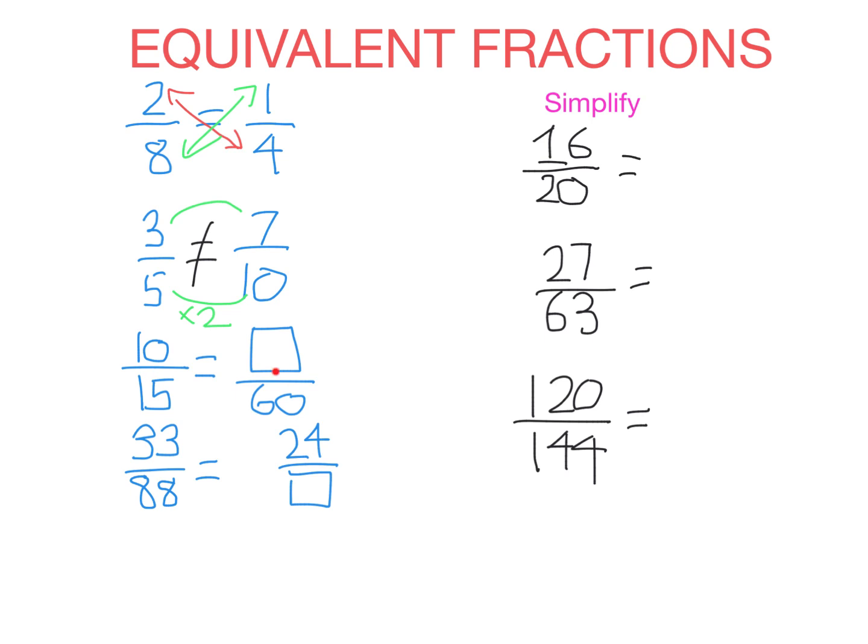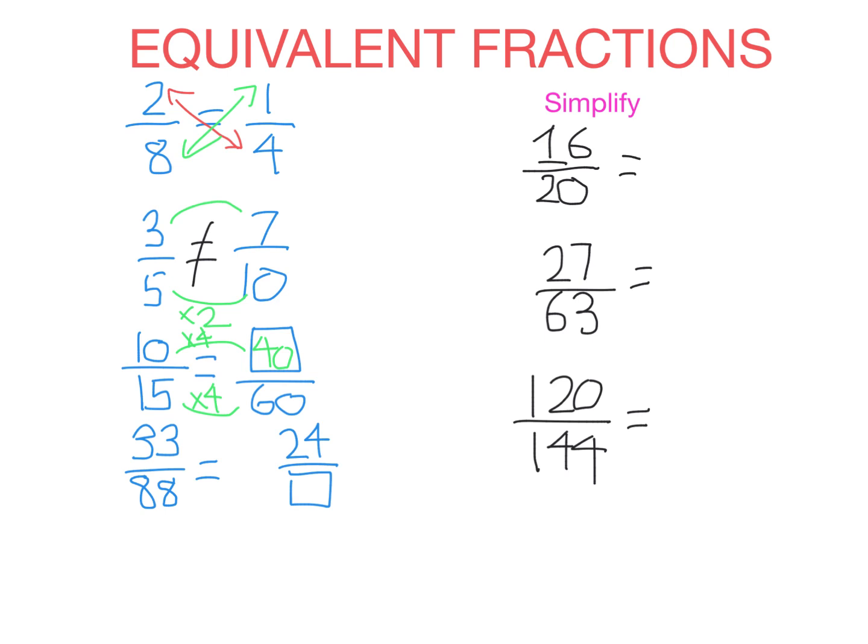So for this fraction here, if I want these two to be equivalent, notice that I have multiplied 15 by 4. That's how I get to 60. So if they're equivalent, I also need to times the top by 4. So the number that goes in the box there is 40. Now to find the number that goes in the box here is a little more challenging.